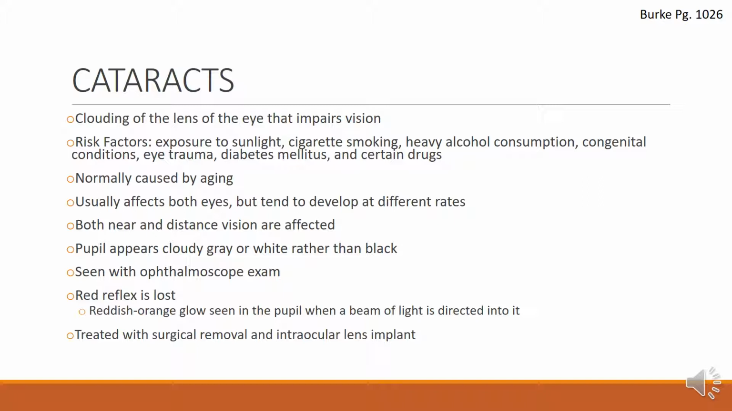Looking at cataracts, you can see up in the corner, I did include the page number from your Burke book that talks about cataracts. This is just a basic understanding for you guys. You do need to go in the book and actually read more about this.